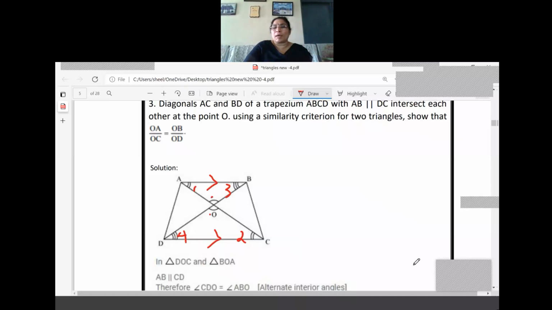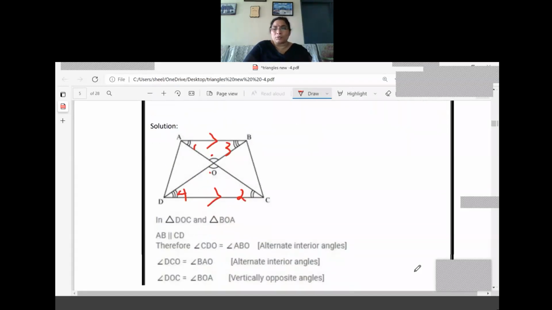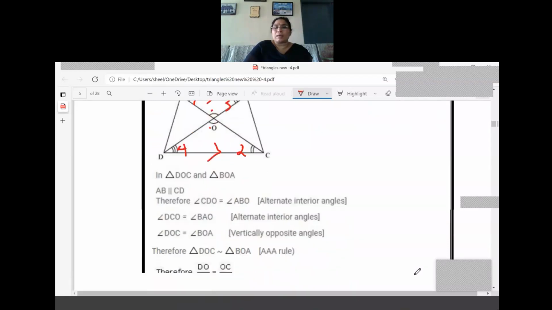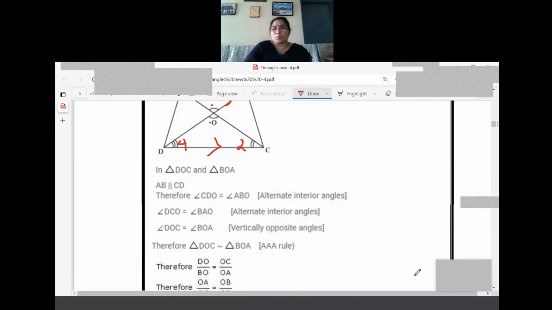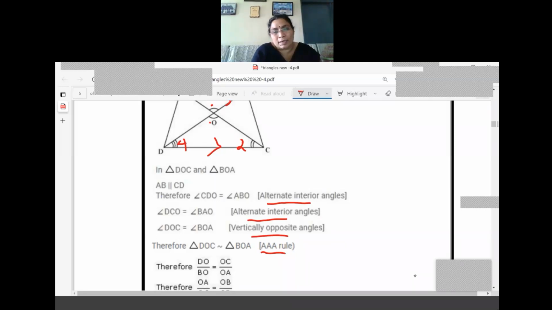Already we know that when a parallel line is given in a trapezium, you can go for alternate interior angles and vertically opposite angles. Any two angles you can write, then you can write the similarity criteria. So we have taken DOC and BOA. AB is parallel to CD. They have clearly written alternate interior angles and vertically opposite angles. What is the criteria we have taken here? Triple A rule only. Three angles are mentioned here.